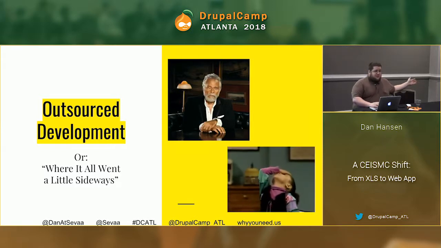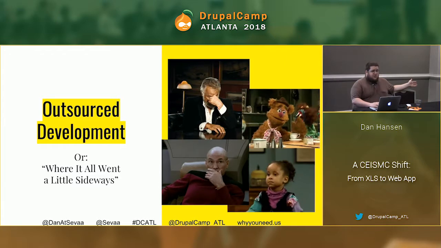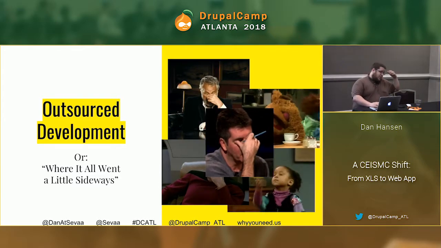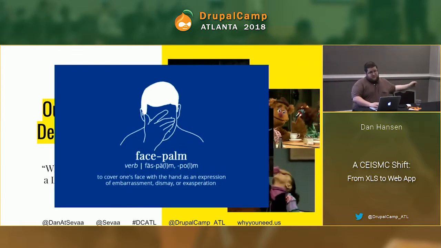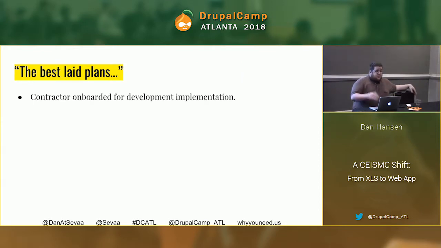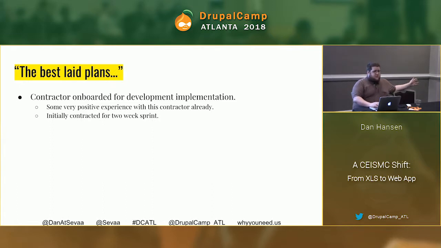The outsourced development was actually where it sort of started going a little sideways, and you sort of started doing this a lot. The contractor that we onboarded for the project was someone that we'd actually worked with before. We'd had a very positive experience with them before. They were initially contracted for just a 2-week sprint to try to get all the entities in place and start doing layout and maybe even build the features if they're able. Early communication was excellent. We still like this guy. If he was still around, we would still use him.